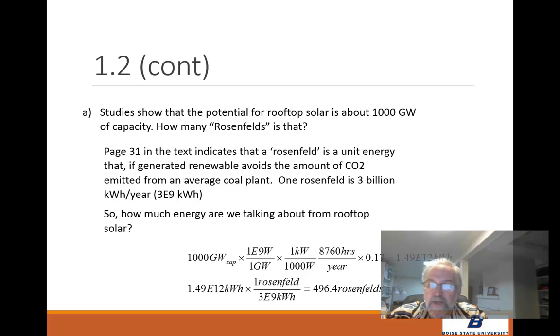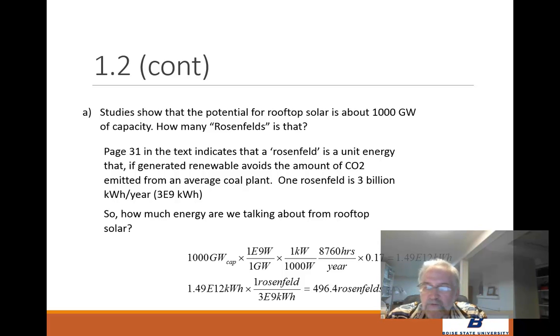And they already figured that out. That amount of energy is about 3 billion kilowatt hours per year, 3 times 10 to the 9th kilowatt hours. So how much are we talking about from rooftop solar? We want to know how many of those Rosenfelds, how many units of 3 billion kilowatt hours, we will be able to generate with 1,000 gigawatts of capacity of solar. And remember, we already had a capacity factor of 0.17. So I just go through the math here. 1,000 gigawatt capacity, that's how much studies have shown we could put on roofs.